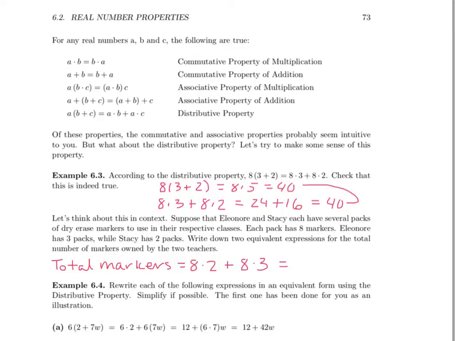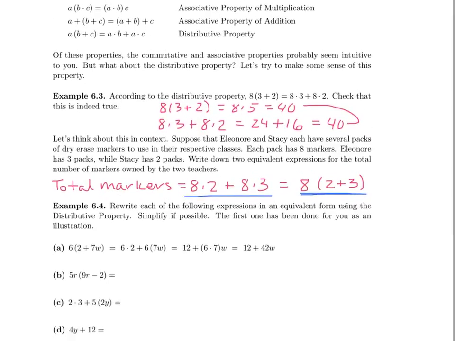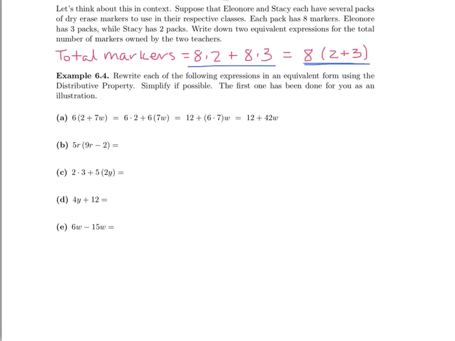There's another way. We could figure out how many packs total the 2 teachers have, which is of course 2 plus 3. So that's how many packs there are total, and each pack has 8 markers. So that's another way of calculating the total. We've just illustrated in this example why 8 times 2 plus 8 times 3 should equal 8 times the quantity 2 plus 3. This is precisely what the distributive law is saying. Now let's continue down to the next example.